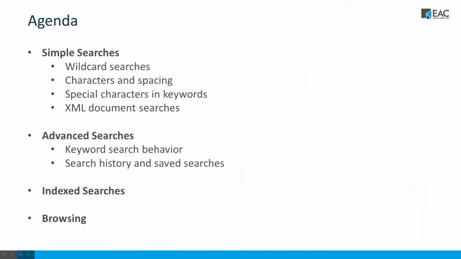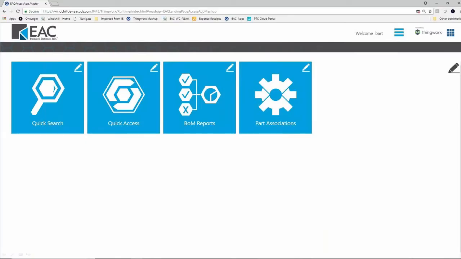All right, thanks, Cassie. Good morning, everybody. So I'll be going through Windchill and a variety of different ways of finding information. We'll use simple searches, advanced searches, index searches, and then, of course, browsing. Another way that we can find information in Windchill is to use the EAC apps.